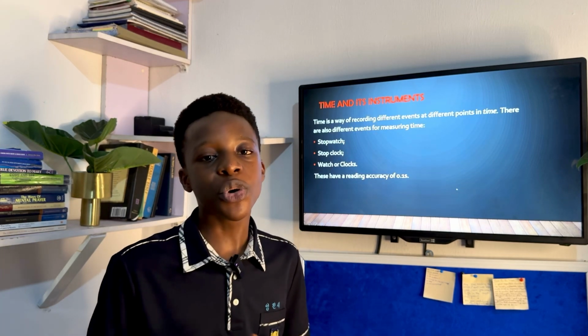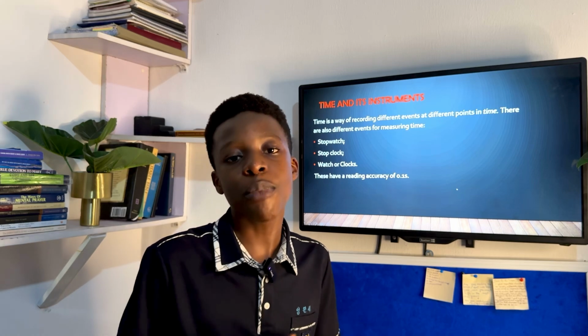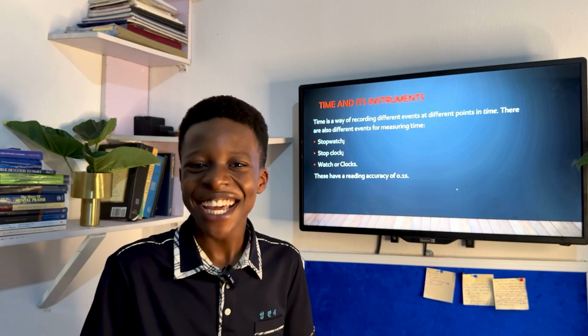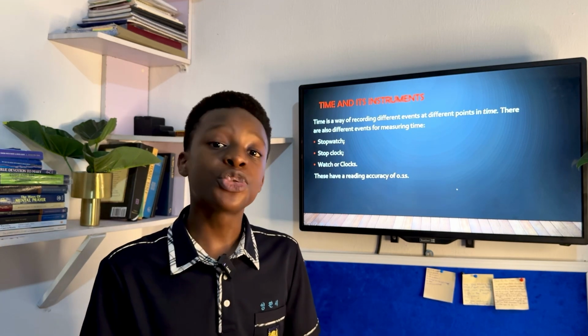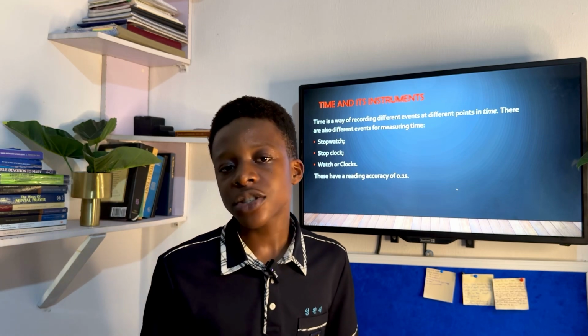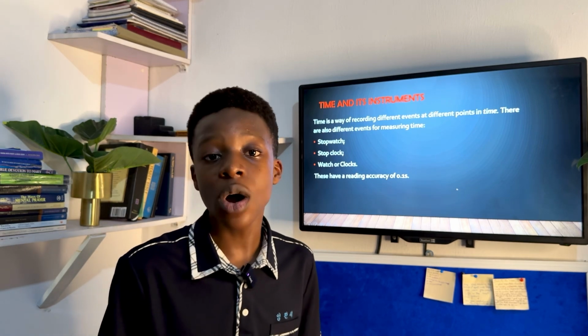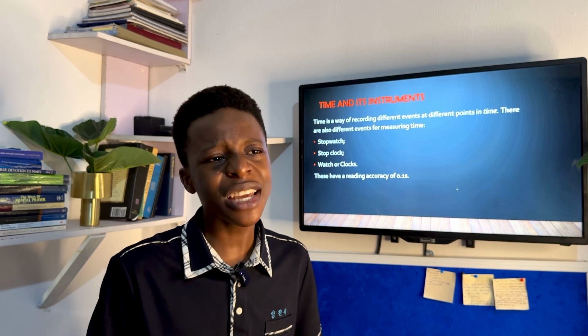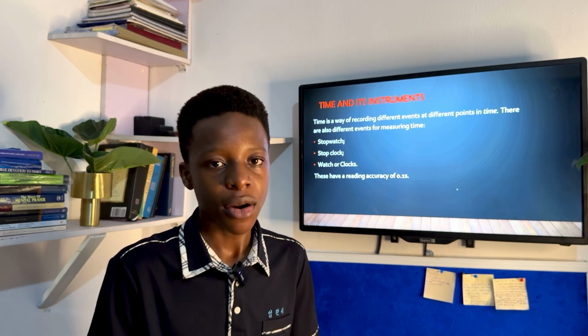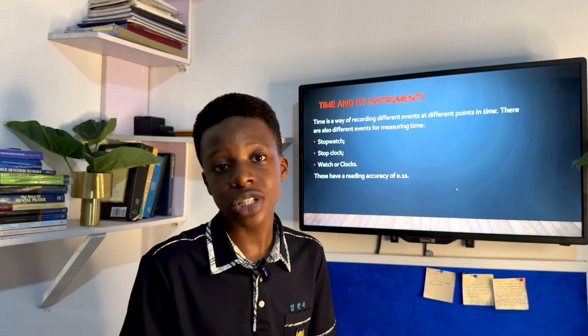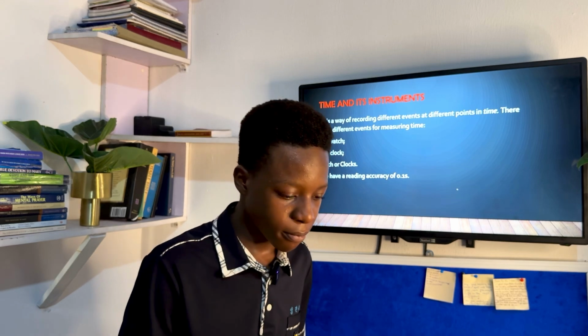Time is used to record different events at different points of time. There are different instruments used for measuring time. There's a stopwatch, there's a stop clock, and then there are watches and clocks. Basically anything that you can use to tell time. And these have a reading accuracy of 0.1 seconds.